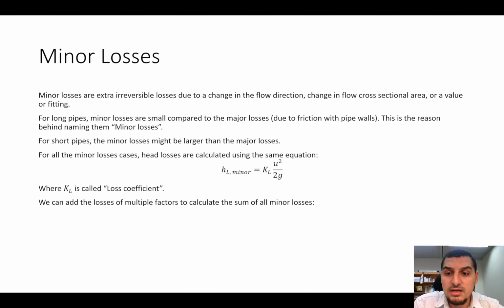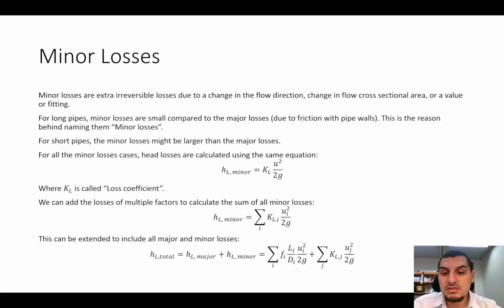For each one of the causes of the minor losses, it has its value of KL, which is the loss coefficient. And if we have more than one source of minor losses, let's say we have one change in direction, one change in the cross-section area, a valve, then we will add all of them. So it's going to be the summation of K times U square over 2g. And so the total losses that we have would be the sum of the major losses and the minor losses. The major losses are what we calculate from Darcy equation. The minor losses are what we calculate from this minor losses equation. So this is simply what we do. We just add one more term to the losses equation. It just depends on KL.